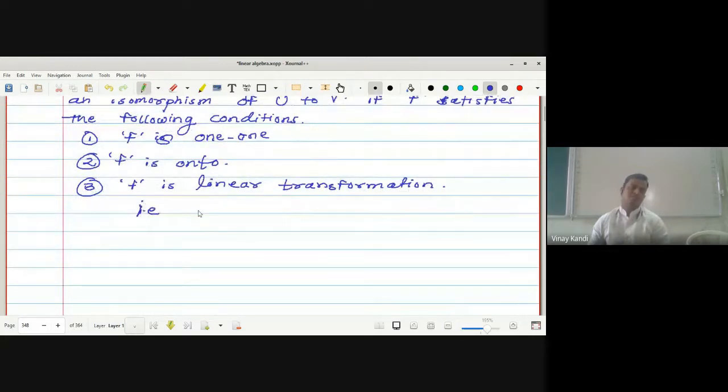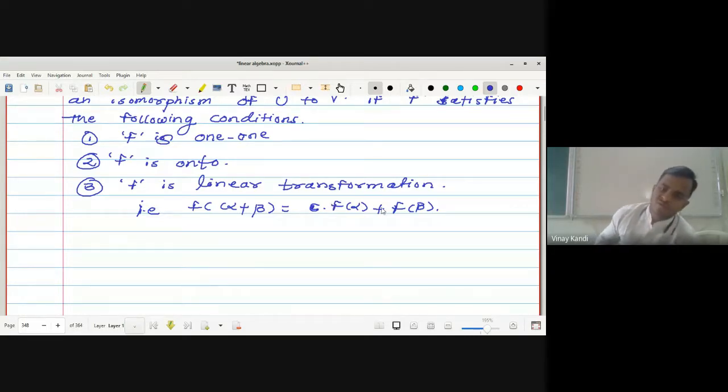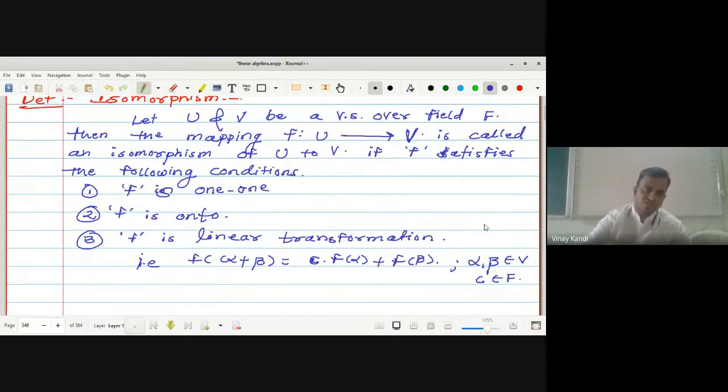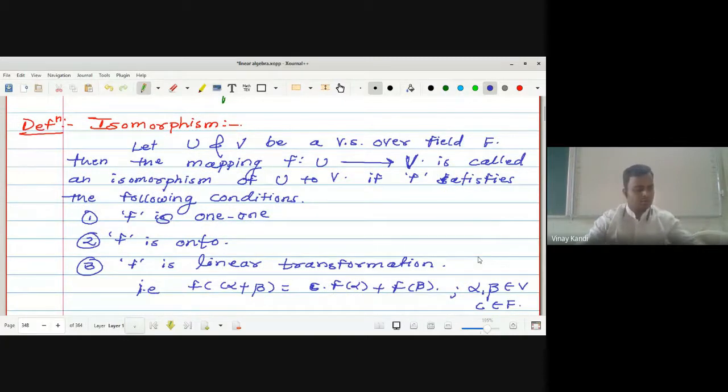That is, f of (c alpha plus beta) is equal to c into f of alpha plus f of beta. Okay, if you take c equal to 1, then this is the condition like homomorphism: f of alpha plus beta is equal to f of alpha plus f of beta, where alpha and beta belong to V and c belongs to capital F. Any doubt in the definition of isomorphism? No, sir. Okay, now we will see the theorem on isomorphism.